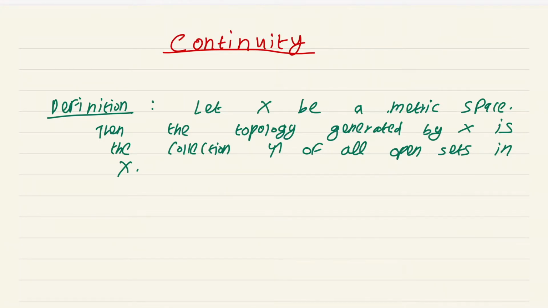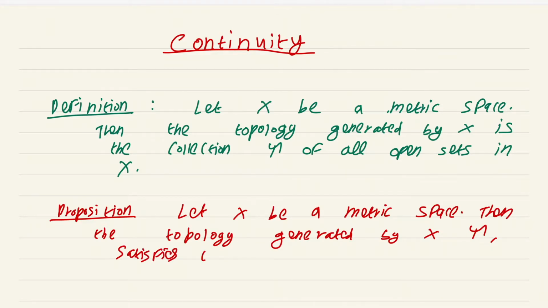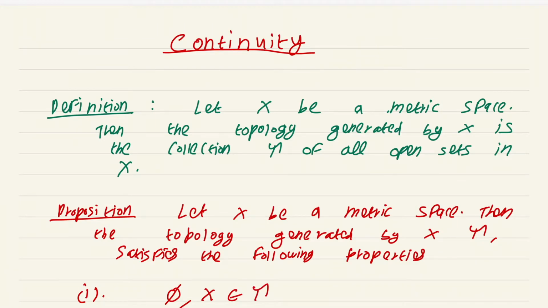Now I'm going to prove a very basic property about the topology associated to a metric space, and this proposition is rather simple to prove, and you have seen a very similar proposition in the context of real numbers. Proposition, let X be a metric space, then the topology generated by X, tau, satisfies the following properties. Number 1, the empty set and the whole space X are elements of tau. So this is a natural property that follows immediately actually.